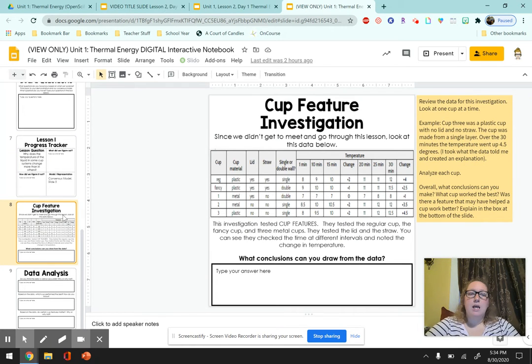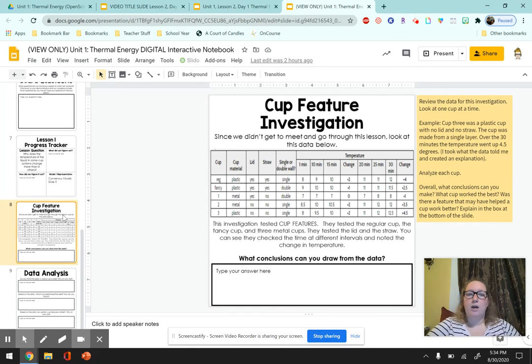All right. Lesson 2 is going into more of looking at the cup features and what cup feature actually does a little bit better than others. Since we are not going to be together for this lesson, what I need you to do is review this data table. Look at one cup at a time. Don't sit here and try and figure it all out at once.